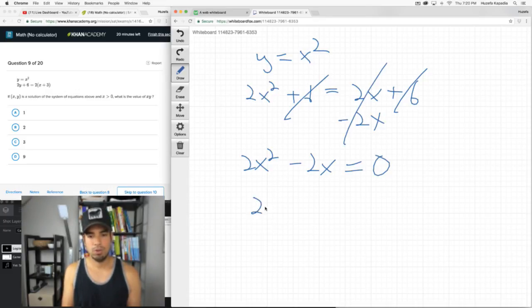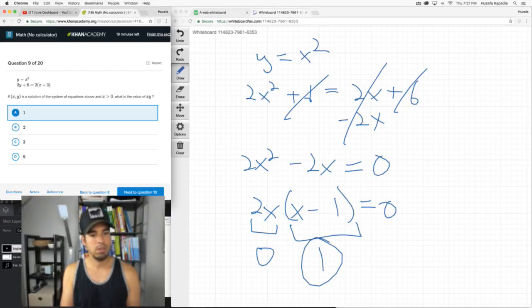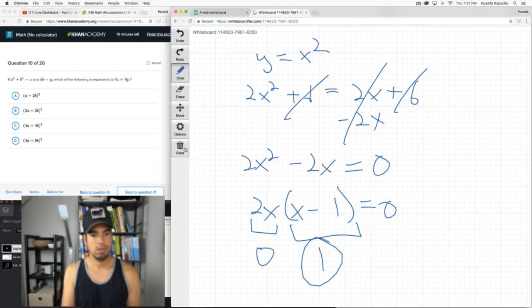And let's factor out a 2x, and we get x minus 1 equals 0. Now everything's factored. So how does this go to 0 when x equals 0? That's one solution, but we need x greater than 0. How does it go to 0 when x equals 1? That's the only possibility. That's our answer.